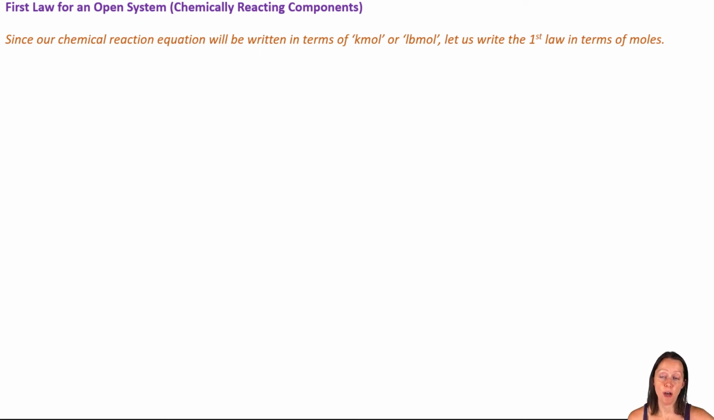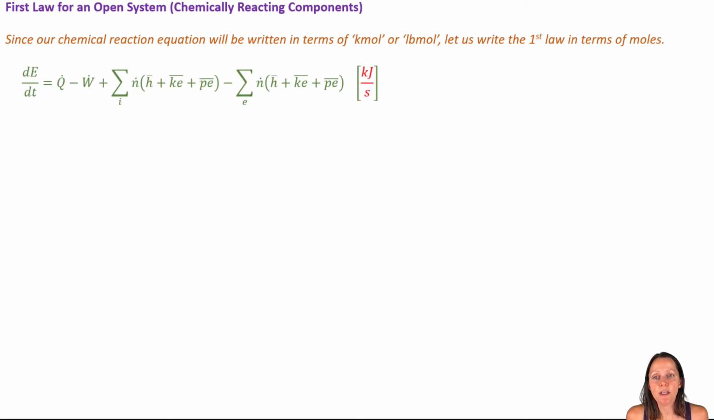I'm going to put things in terms of moles. You'll see this equation looks really familiar, except instead of H plus kinetic energy plus potential energy, I've got a bar over each of those, and I replaced my m dot, the mass flow rate, with n dot, the molar flow rate, in kilomoles per second. My H bar, kinetic energy bar, and potential energy bar are all kilojoules per kilomole. So it's equivalent to putting m dot times H plus kinetic energy plus potential energy with no bar. The units for the entire equation are kilojoules per second.